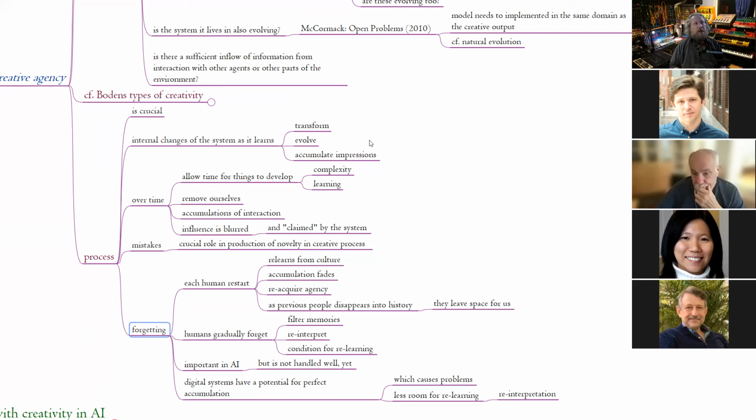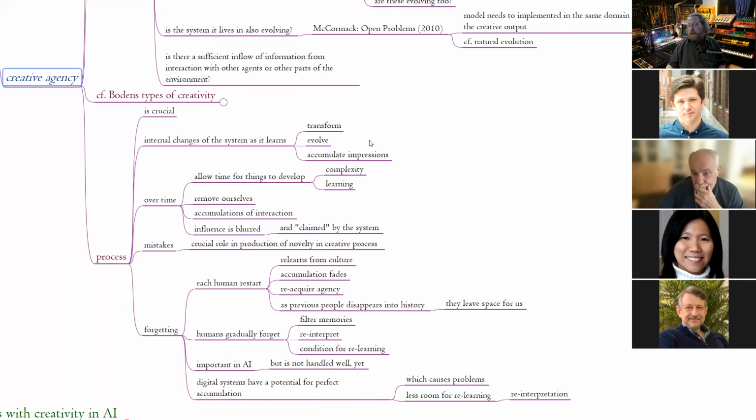And also, there is a strong role of forgetting. Each human restarts, which systems don't do. Our accumulation is during a lifespan. It fades. Some is retained in culture, but each human has to relearn. And we gradually forget and filter memories and reinterpret them. This is a condition for relearning, but in AI, this is not handled very well yet. And digital systems have a potential for perfect accumulation, if we look a little further into the future, and that causes problems of many kinds.